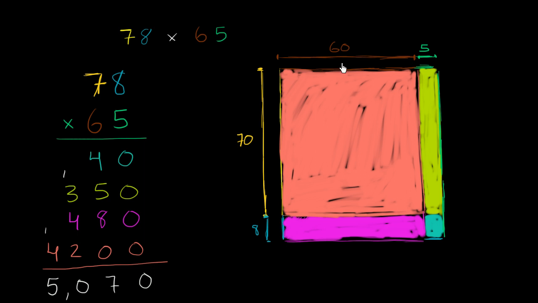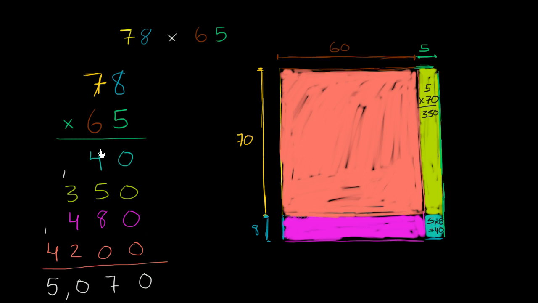So if you had a rectangle that's 65 units wide, and it had a height of 78 units, then its area is going to be 78 times 65. Its area is going to be 5,070. Now each of these parts we can map to one part of this area model. When we multiplied the 5 times the 8 and got the 40, that was this section right over here. When we multiplied 5 times 70 and got 350, that's this right over here.